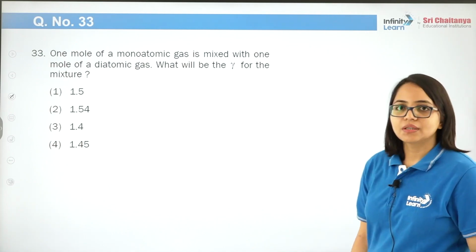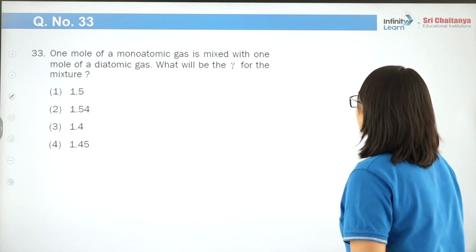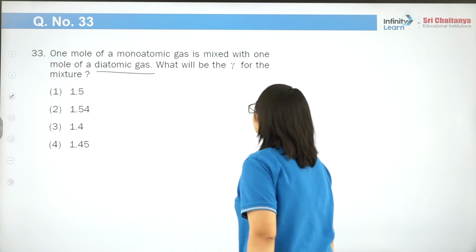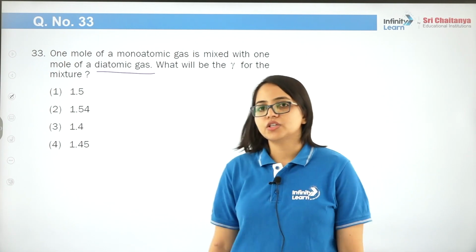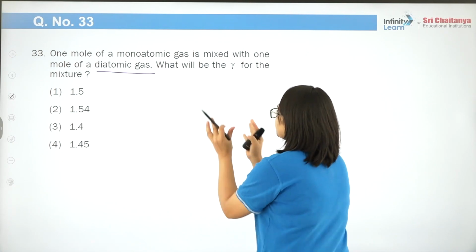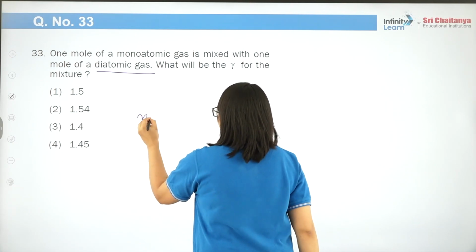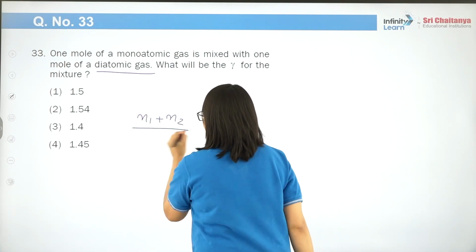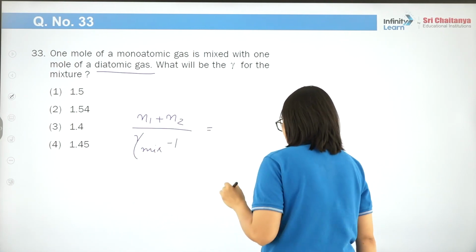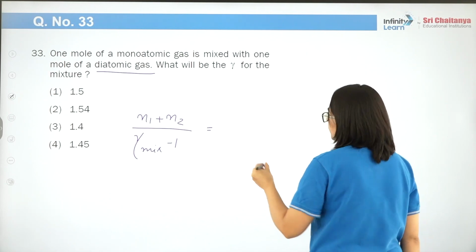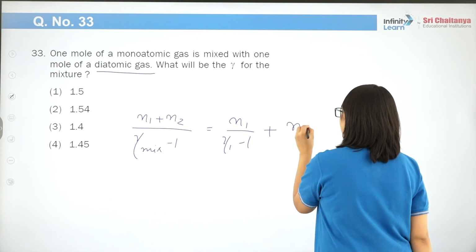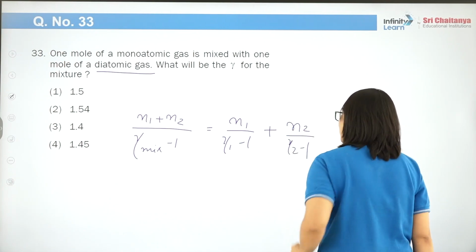Next is question number 33. 1 mole of a monoatomic gas is mixed with 1 mole of a diatomic gas. What will be the gamma for the mixture? So, we can apply the mixture of gases expression over here. So, (n1 plus n2) divided by (gamma mixture minus 1) is equal to n1 upon (gamma 1 minus 1) plus n2 upon (gamma 2 minus 1).